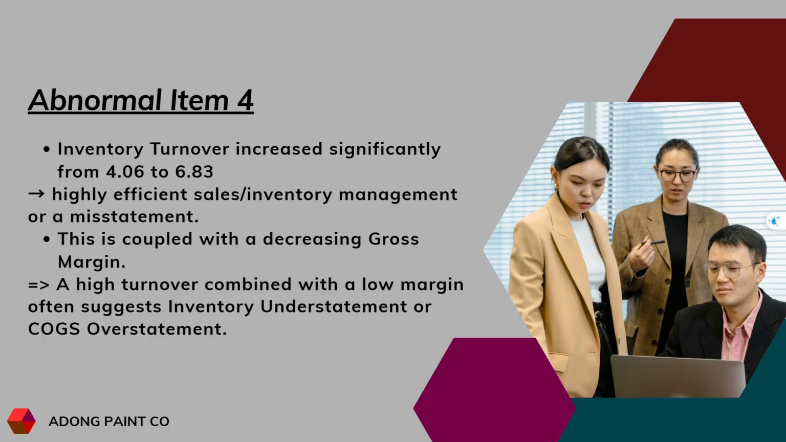However, in this case, the gross profit margin decreased. So that is not the reason; sales performance did not actually improve. Because of this inconsistency, it is more reasonable to suspect inventory misstatement. So we conclude two possible issues: the first, inventory understatement, leading to higher cost of goods sold, and the second, cost of goods sold overstatement, reducing gross profit.